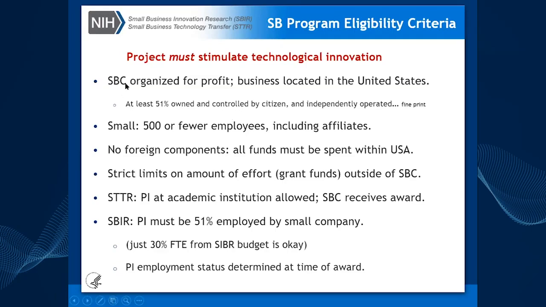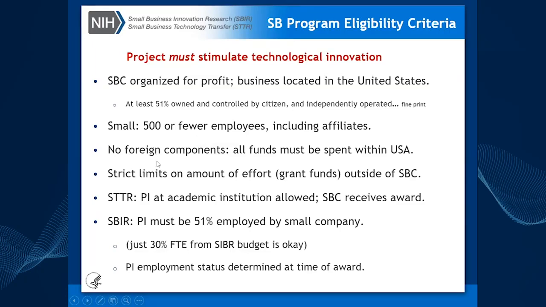So your small business concern must be organized for profit. It must be located in the United States, and you'll need to read the fine print in the FOA to ensure that your company is at least 51% owned and controlled by a US citizen. It has to be small, meaning you must have 500 or fewer employees. This typically isn't a problem. Oftentimes we have 2, 3, less than 10 employees in the small businesses.